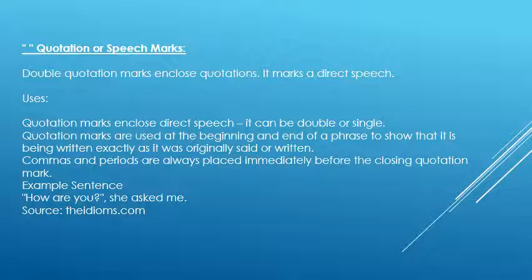Quotation marks are used at the beginning and end of a phrase to show that it is being written exactly as it was originally said or written, meaning the saying of someone, if we are quoting the exact words of someone. Commas and periods are always placed immediately before the closing quotation mark. For example, "How are you?" So there we put the comma right after the quotation marks. She asked me.